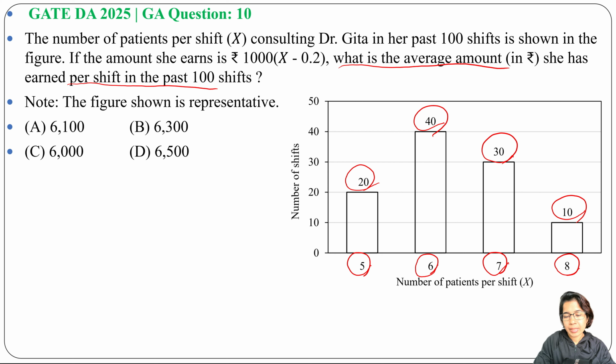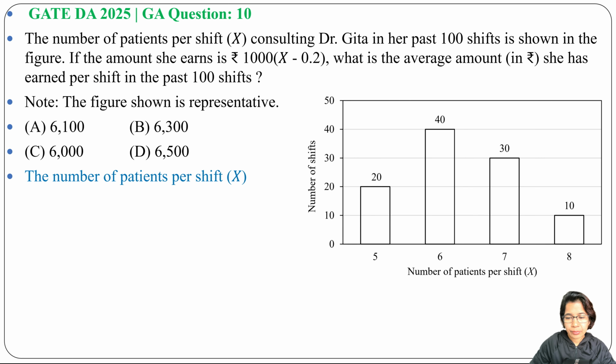If you can say one shift is 1 hour, in 1 hour initially she was consulting 5, then 6, then 7, then 8 patients. It is asking what is the average amount she has earned per shift. Total is 100 shifts, so average amount earned per shift. And here it's given the number of patients per shift is x.